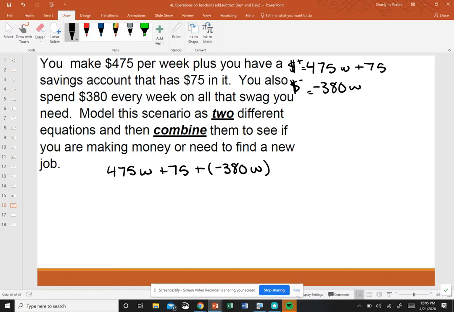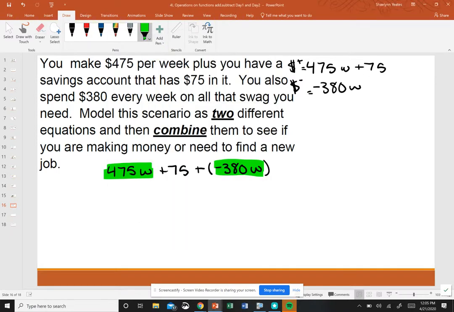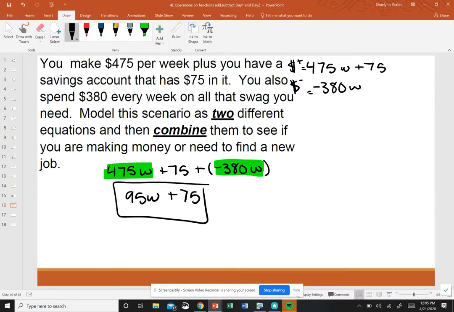Okay, so right now I see two like terms. I have $475 that I'm earning per week and negative $380 that I'm losing per week. So I would take my $475 and I would subtract my $380, and I have $95 left over. So then I would have $95 per week plus the $75 in my savings. So, am I earning money or am I losing money? I'm earning money. I'm making enough.